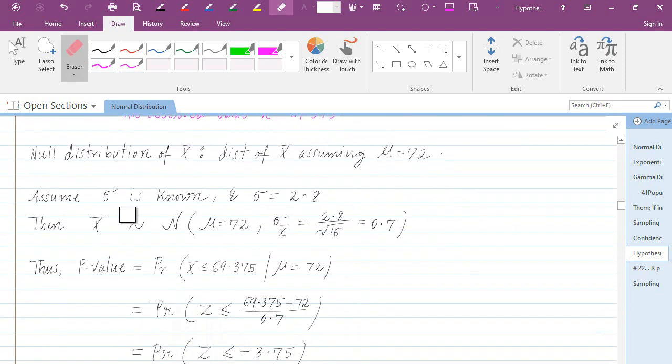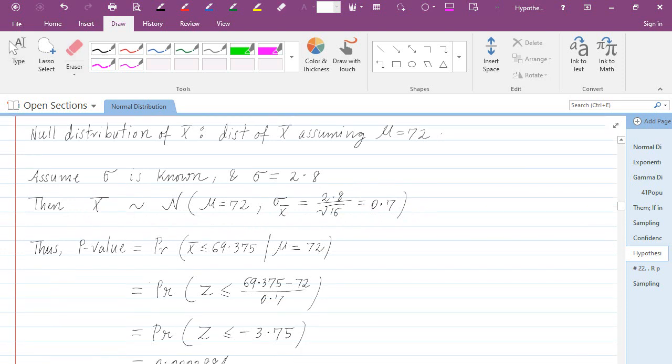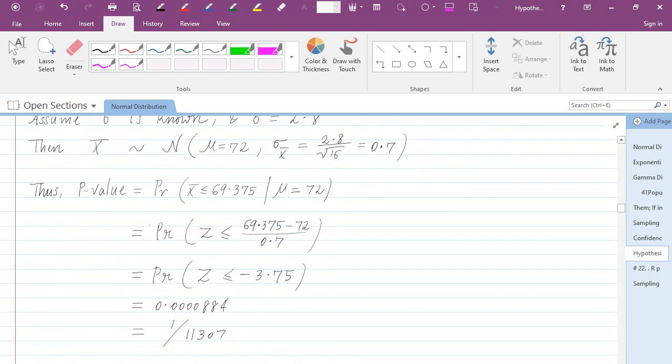So assuming that sigma is known and sigma is equal to 2.8, let's say, then the sampling distribution of X bar is normal with mean equal to the population mean height 72, and the standard deviation of X bar would be the population standard deviation over the root of the sample size, and that turns out to be 0.7. So this is the probability model that we are using for the distribution of X bar. Now if that's the case, then we can easily compute the p-value.